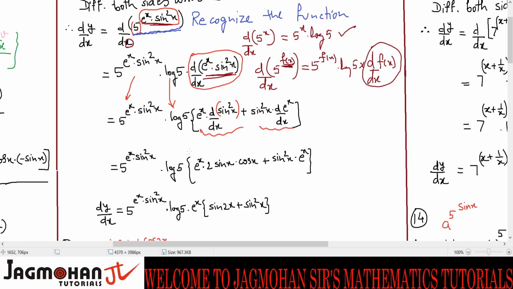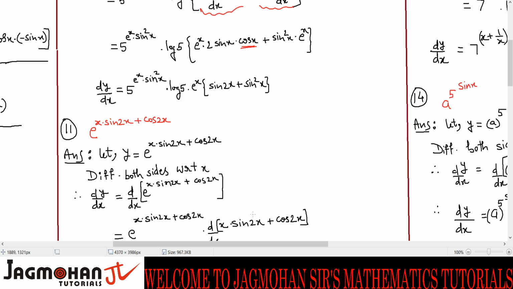So the bracket is necessary. Now sine square x: d by dx of sine square x, earlier also we have done, it is variable raised to constant 2, sine x into d by dx of sine x, which is cos x. E raised to x, the derivative is the same as this, and this gets you the final answer.